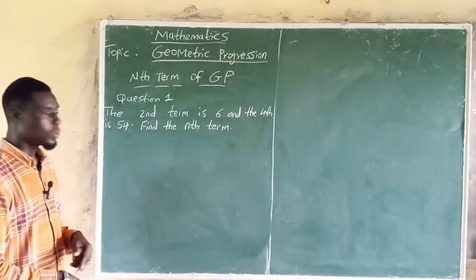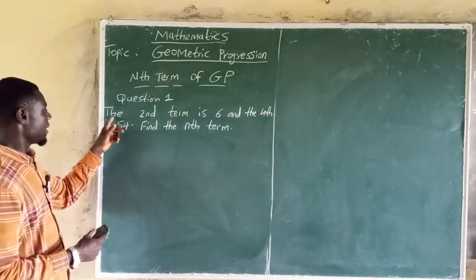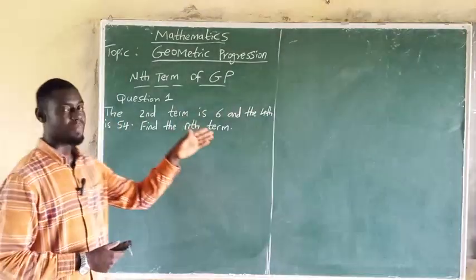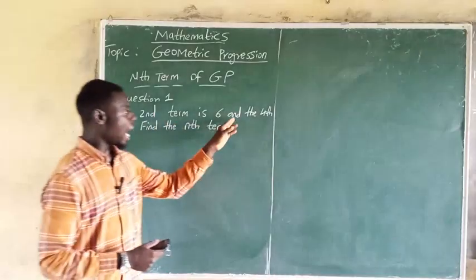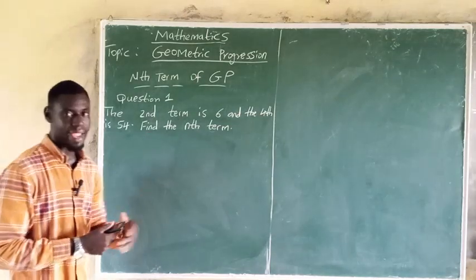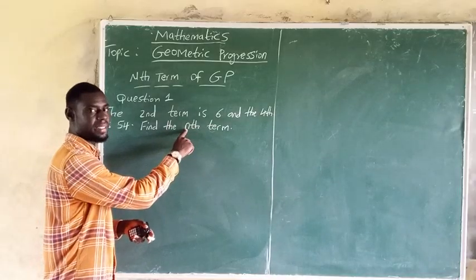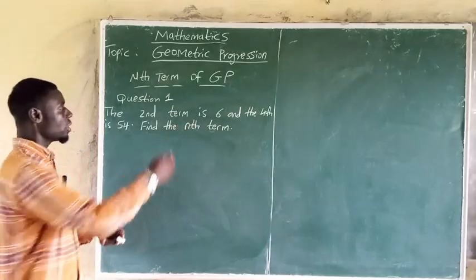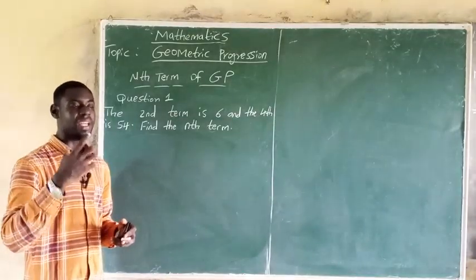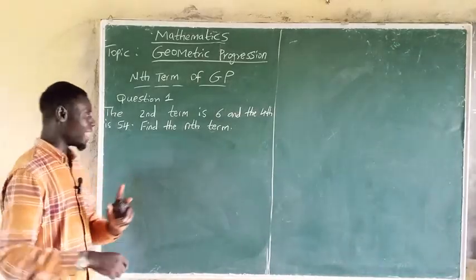So now, how do we start solving this problem? Let's observe the question. Question 1. They said the second term is 6, and the fourth term is 54. Find the nth term. It could have been easier if we had a specific term, maybe the 10th term or the 11th term, but just n was given to us, so we should look for the nth term. That simply means we should look for the general formula. It's very simple, don't worry. I am here to help.